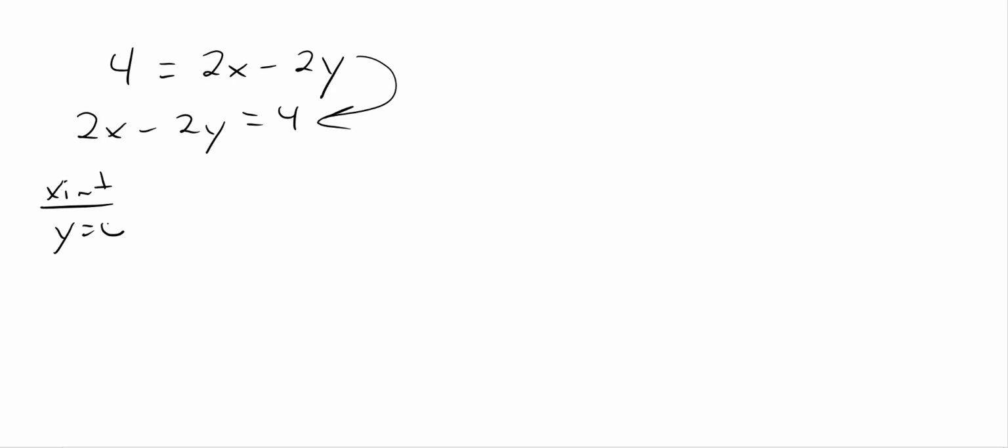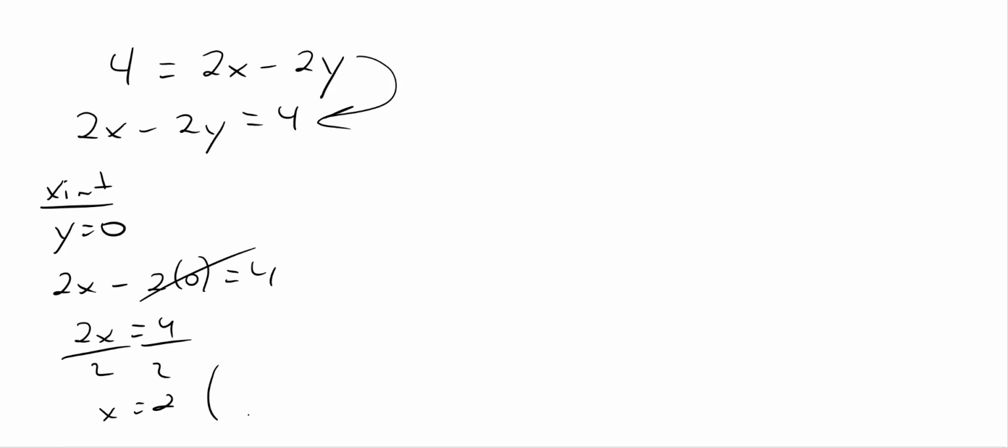So I want to find my x-intercept. Remember, set y to 0. So 2x minus 2 times 0 equals 4. So that's out of there. So I just get 2x equals 4. Divide by 2, x equals 2. So the coordinate is (2, 0).